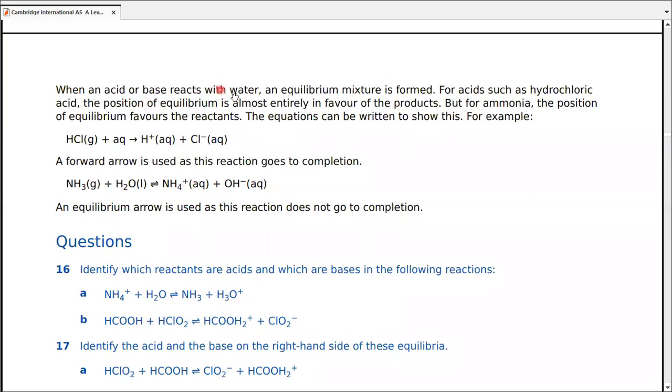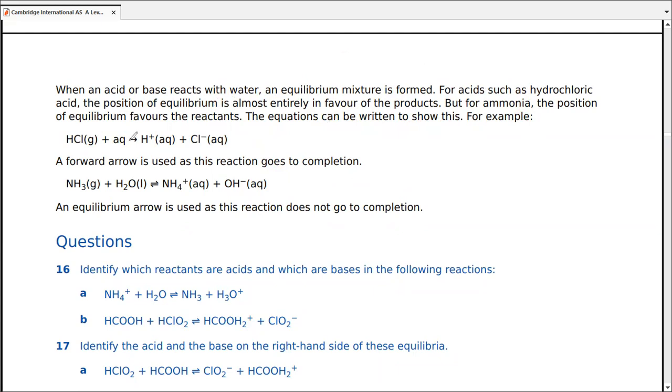Now, when an acid or base reacts with water, an equilibrium mixture is formed. For acids such as hydrochloric acid, the position of equilibrium is almost entirely in favor of products. But for ammonia, which is not a very strong base, believe me, the position of equilibrium favors the reactants. The equations can be written to show this. We can show it like this, right?